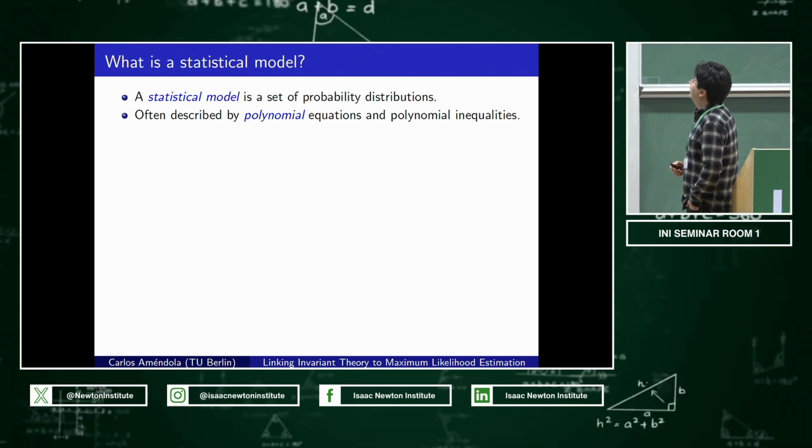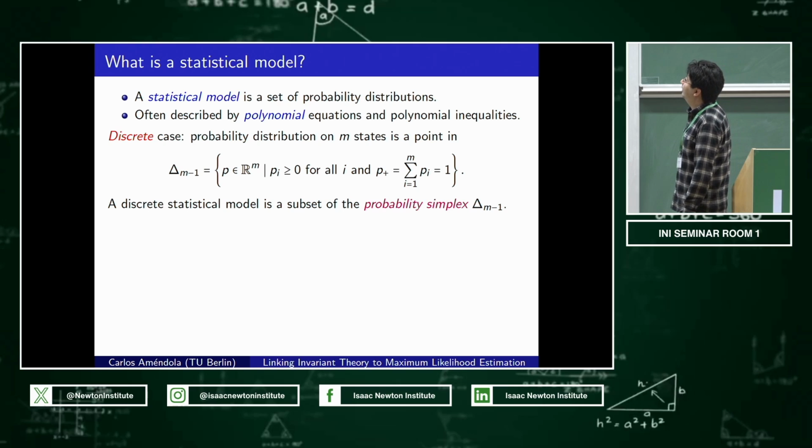Okay, so I'm going to start with, what is a statistical model? I don't assume that everybody knows what it is, but the definition is simple. It's just a set of probability distributions. And what we actually exploit in algebraic statistics is that most of these models can be described by polynomial equations and polynomial inequalities. So that's where the algebra and geometry come in.